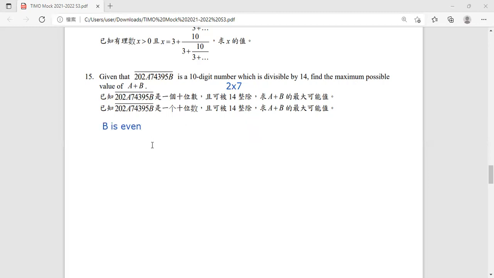And what next? Will you do the question by dividing the whole number by 7? Of course not. So what can I do here? Do you know how to check the divisibility of 7? Or do you still remember how to check the divisibility of 7?